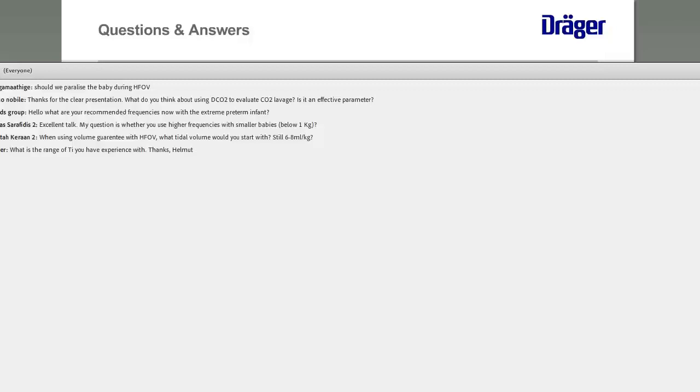So I think the best way to handle the PCO2 is just to monitor the tidal volume more than the DCO2.